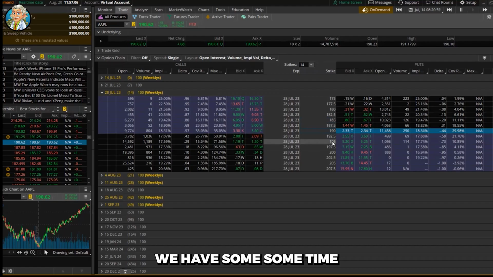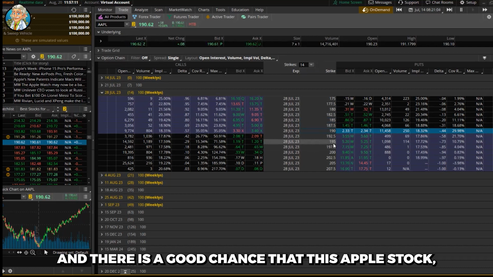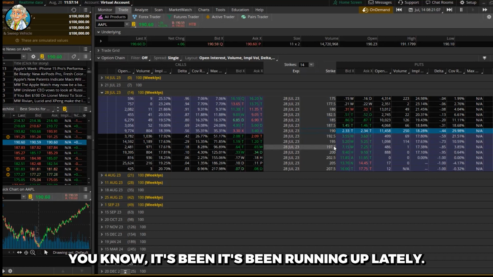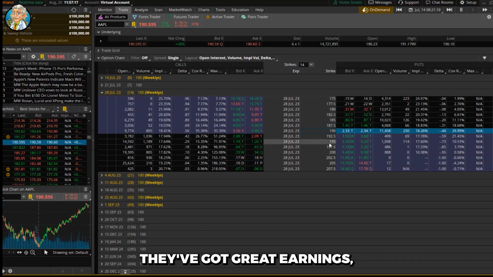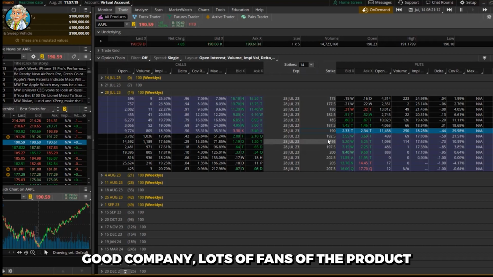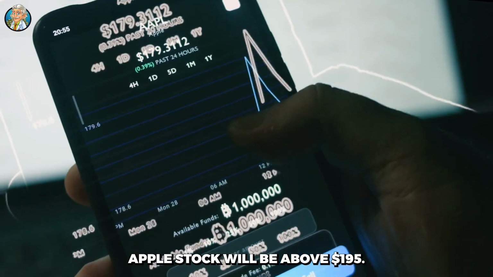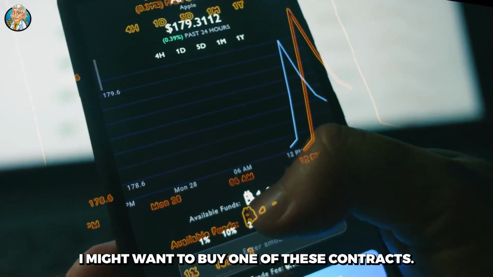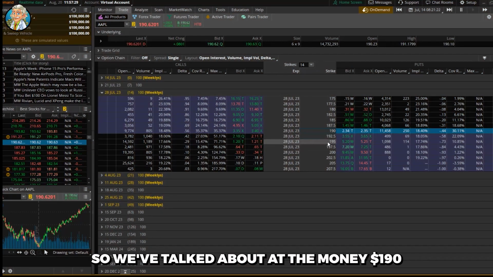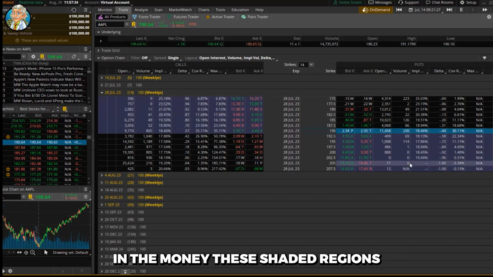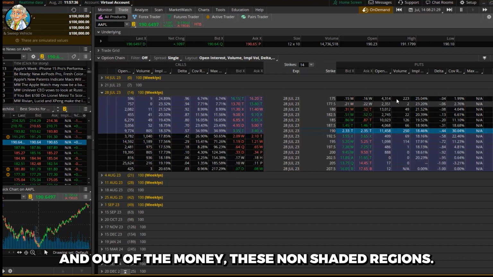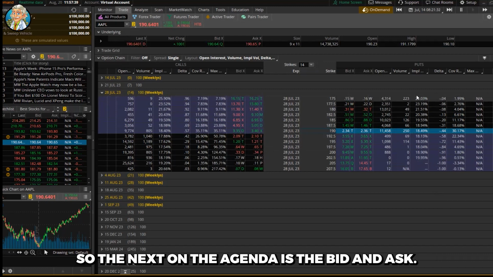We have some time before this contract expires, and there is a good chance that this Apple stock, it's been running up lately. They've got great earnings, good company, lots of fans of the product. Maybe in the next 2 weeks, Apple stock will be above $195. So as a speculator, I might want to buy one of these contracts. All right. So we've talked about at the money, 190, in the money, these shaded regions, and out of the money, these non-shaded regions. All right, so the next on the agenda is the bid and ask.